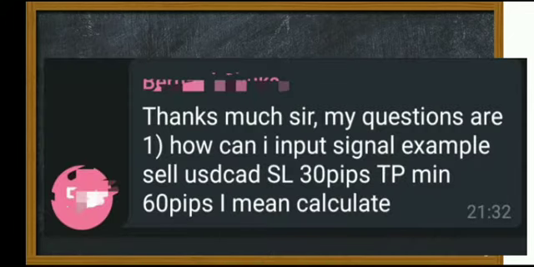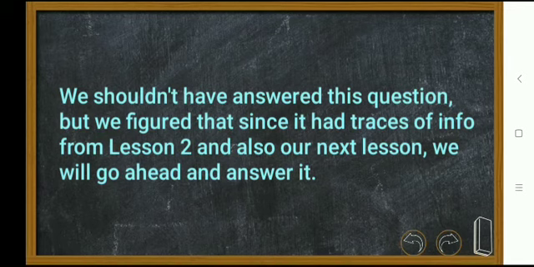The second question is, how can I input a signal, for example sell USD CAD, stop loss of 30 pips and take profit minimum of 60 pips? Okay, you mean calculating? It's also there. It's calculation of pips and points, but I'll just do an example. So for the second question, let's take this example.